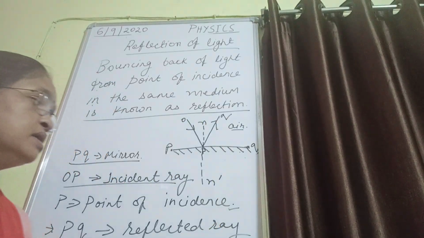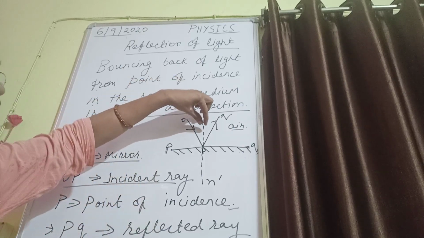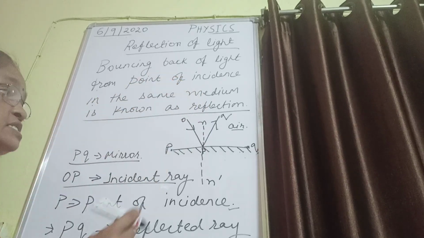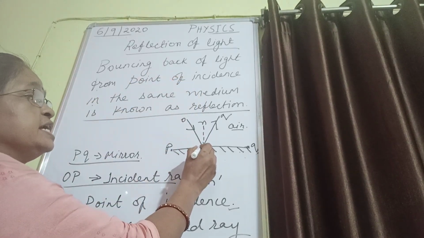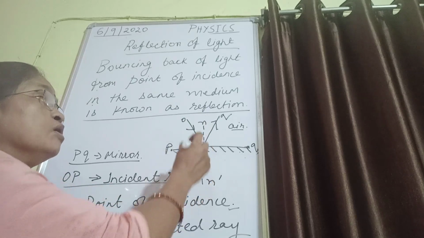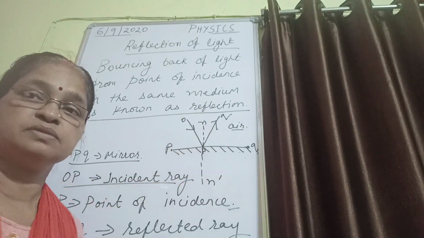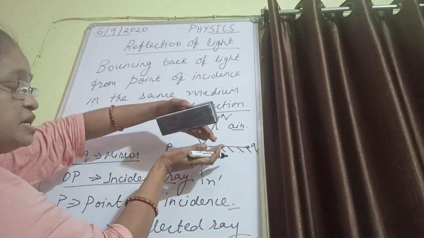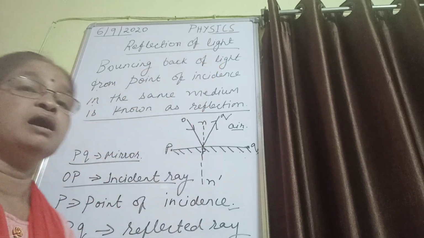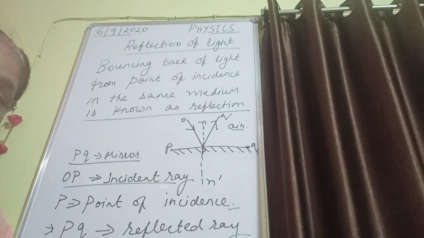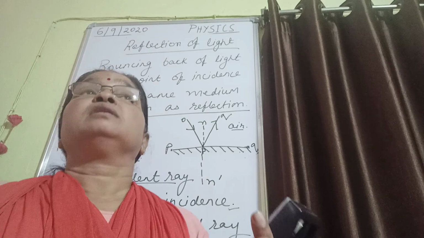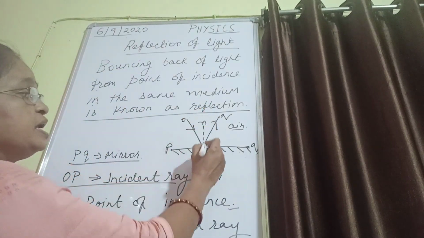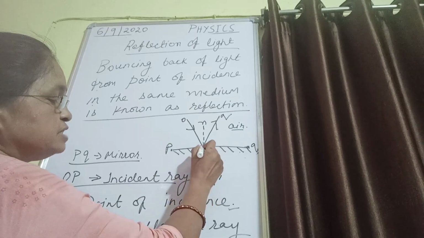What is normal? Normal is an imaginary line which passes through the point of incidence perpendicularly, or you can say normally, or very simply you can say it divides the mirror into two equal halves. So both ways you can answer it, where you can say normal is an imaginary line which passes perpendicular to the point of incidence.